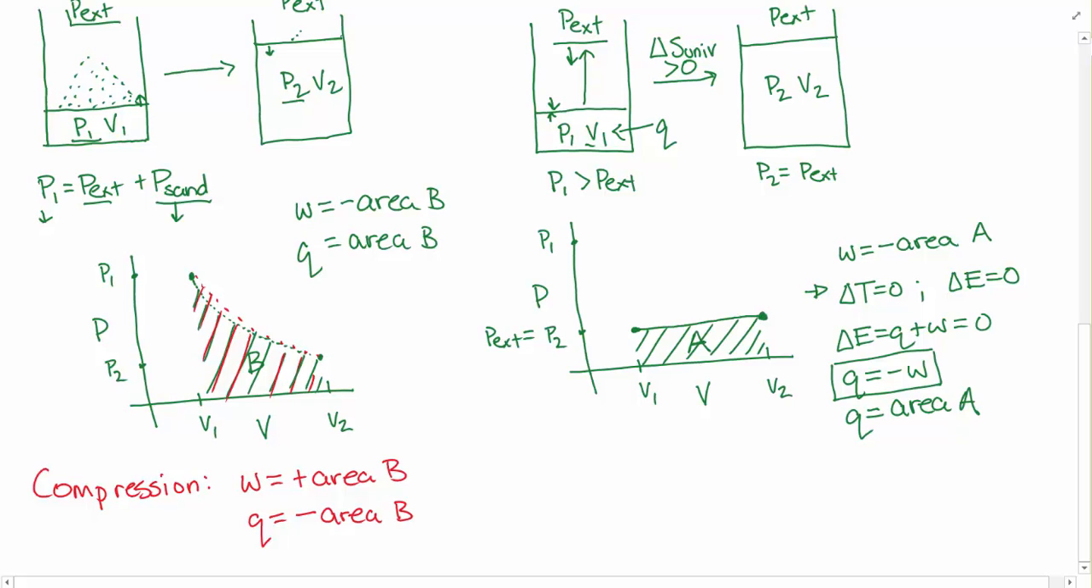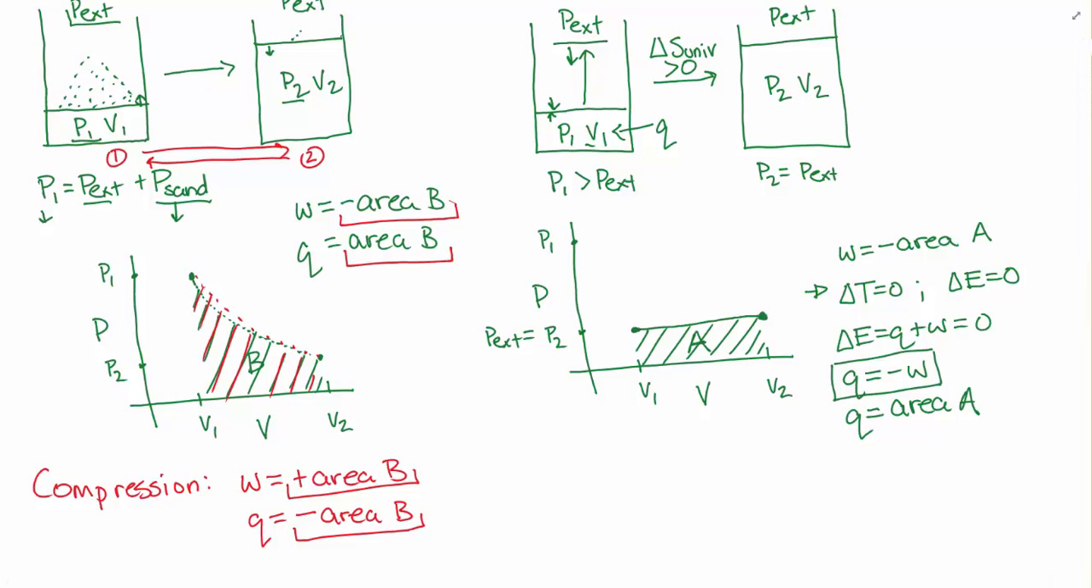So if we think of this as a cycle going from 1 to 2 and then back to 1, so back to our starting position, then we can see that the net work would be the work of the expansion, negative area B, plus the work of the compression, positive area B, so the net work is 0. For the heat, we have at the beginning for the expansion, area B is the amount of heat flowing into the system, and for the compression, area B is the heat flowing out of the system. So the net heat flow is 0 for a reversible process.